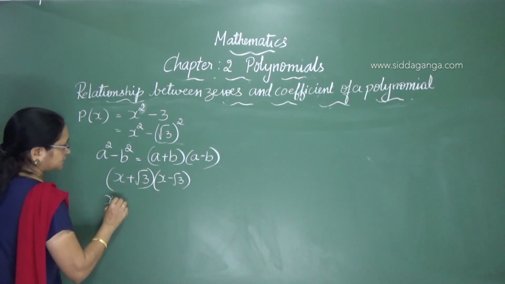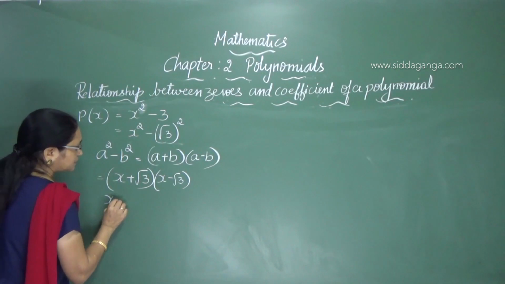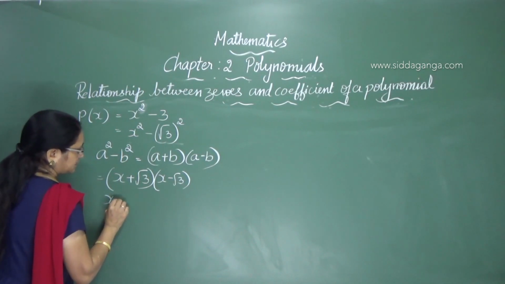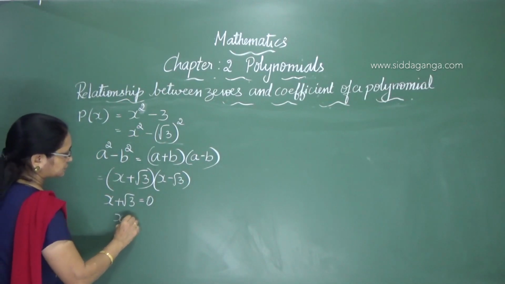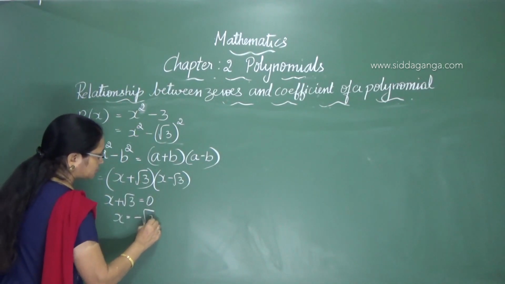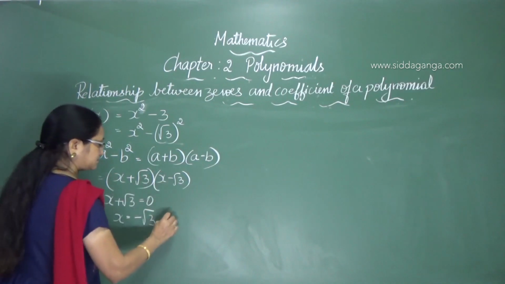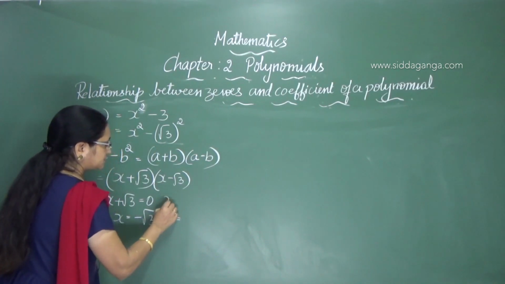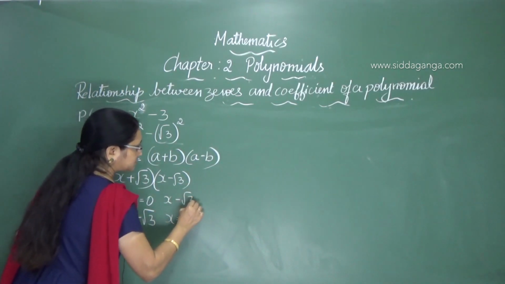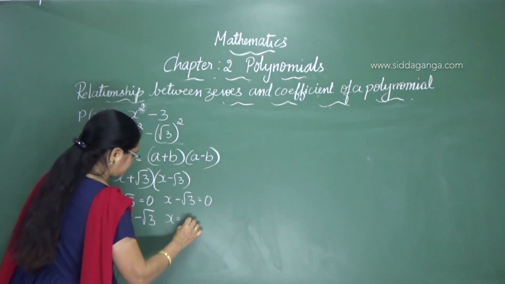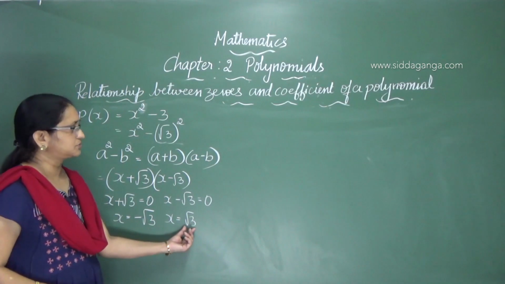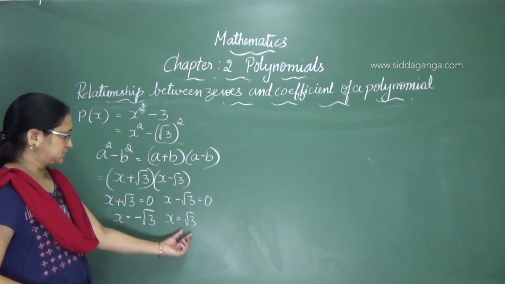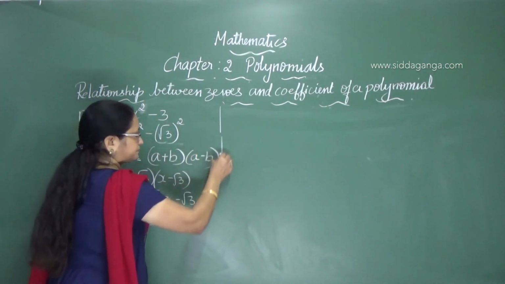Now to find the zeros, x plus root 3 is equal to 0, which means x is equal to minus root 3. And x minus root 3 is equal to 0, so x is equal to root 3. So minus root 3 and root 3 are the zeros of this polynomial.